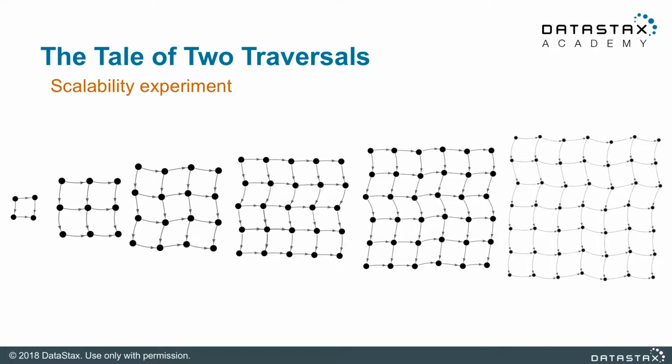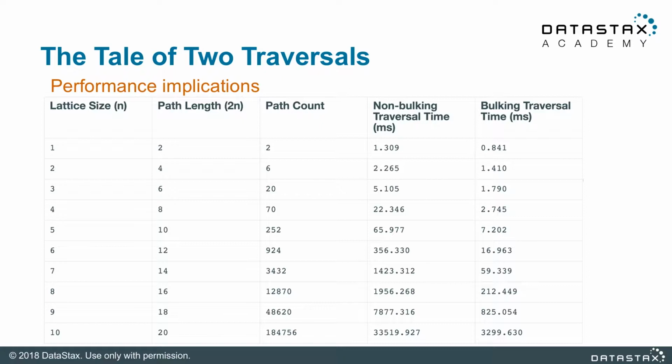And things continue to get more exciting as you scale this idea. Here we have a table that shows the traversal execution time for a non-bulking and bulking traversal. The important thing to notice here is the relative difference between the last 2 columns. This highlights the incredible performance boost you can achieve from bulking.